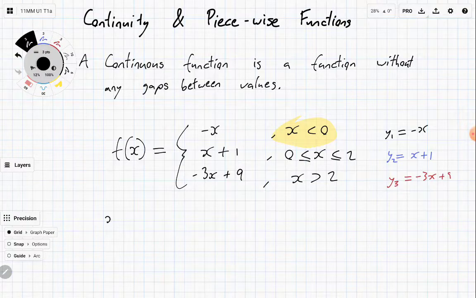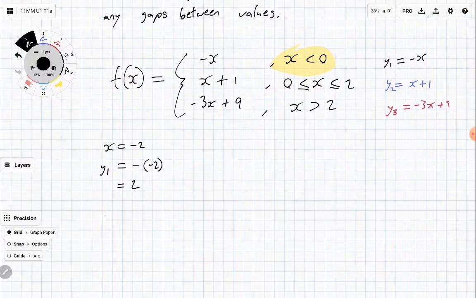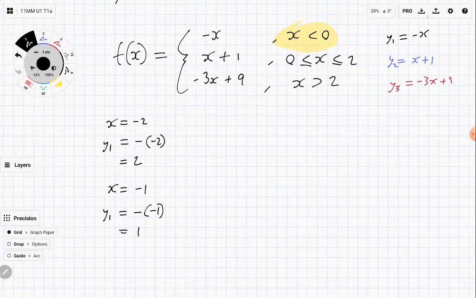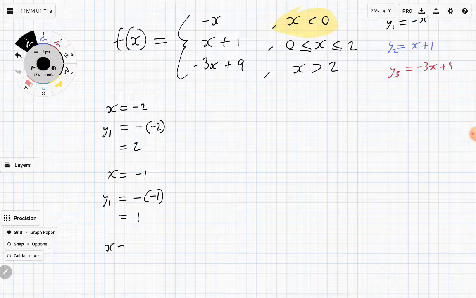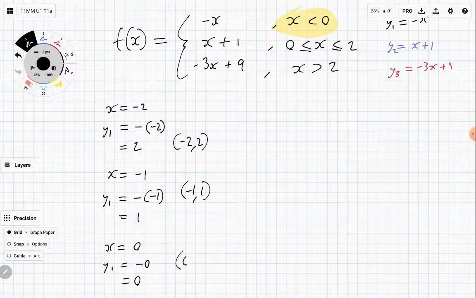So let's start with x equal to negative 2. Well then, y1 is equal to negative negative 2, commonly known as 2. When x is equal to negative 1, y1 is equal to negative negative 1, or 1. And the last point is when x is equal to 0, y1 is equal to negative 0, or 0. So we've got 3 points: negative 2, 2; negative 1, 1; and 0, 0. So these are 3 points on y1.